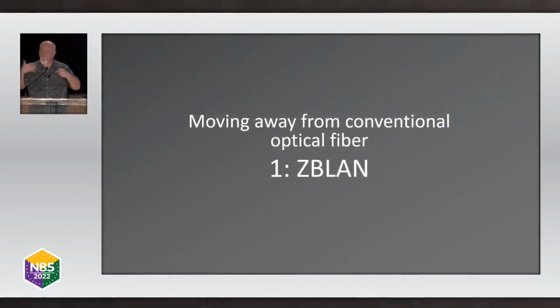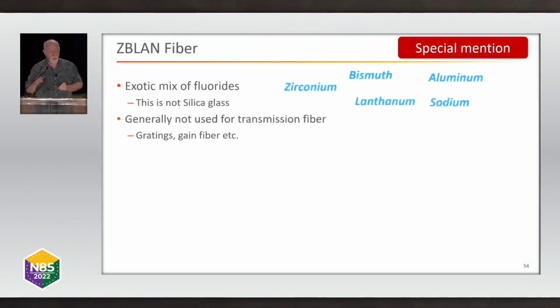Now, we really need to start looking at other fiber types. And I have a special mention here of a fiber type called ZB-LAN. It's called ZB-LAN because it's an exotic mix of these fluorides: zirconium, bismuth, lanthanum, aluminum, which I would call aluminium, and sodium, whose chemical symbol is Na. So that's where you get the ZB-LAN name from. It's generally not used today for transmission fiber. ZB-LAN is designed for things like gratings and gain fibers and so on.